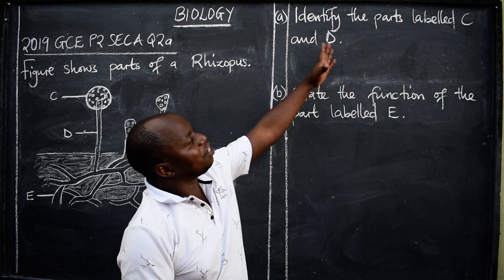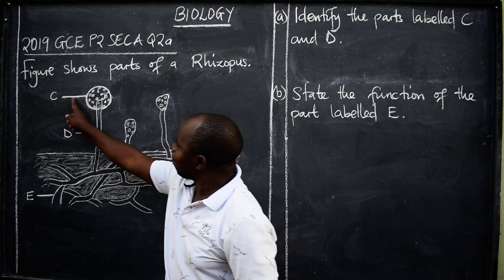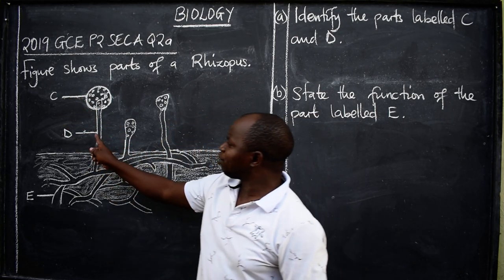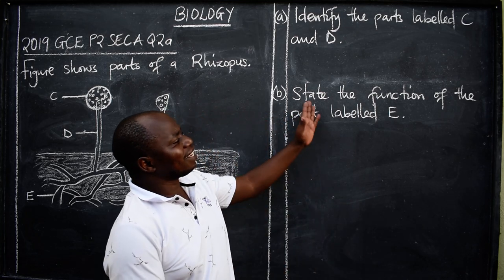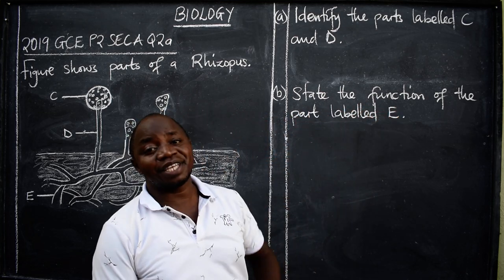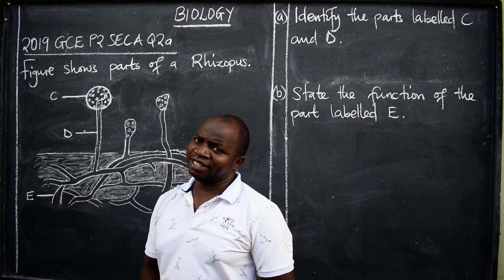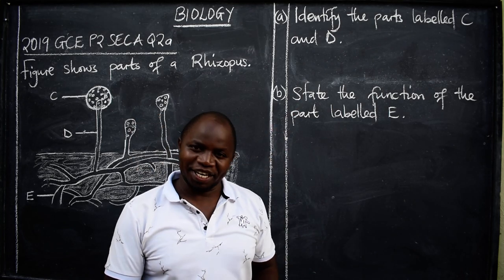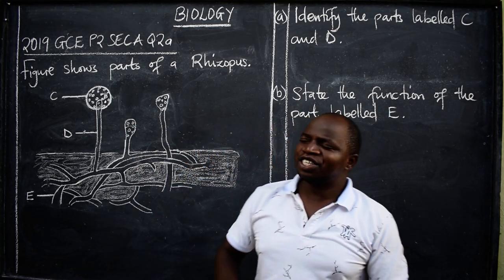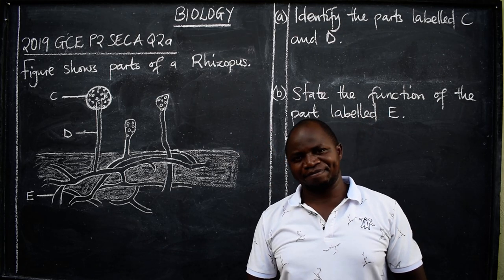We have A, identify the parts labeled C and D. So we have C here, what is this called? We also have D here. B says, state the function of the part labeled E. You've seen E here? What is its function? Now, to understand these questions fully, you need to know the meaning of rhizopus.